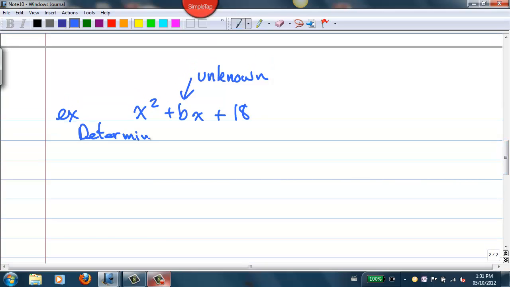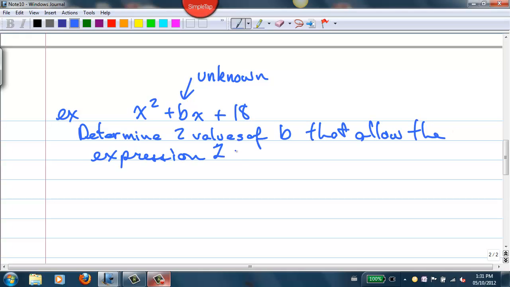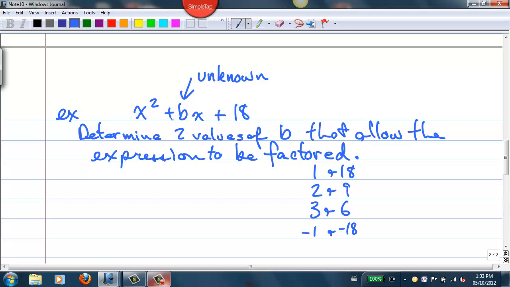In this situation, these are questions from the book, not using algebra tiles anymore, and we're looking for some unknown value of b. So the question says, determine 2 values of b that allow the expression to be factored. Well, we know from what we learned about factoring that when we look for the factors of a trinomial like this, where the a value in front of x squared is 1, we look for 2 numbers that multiply to give 12 and add to give whatever the b term is. So if I find all the numbers that multiply to give 12, like 1 and 18, 2 and 9, 3 and 6, I don't need the negative numbers because I know that b is positive.